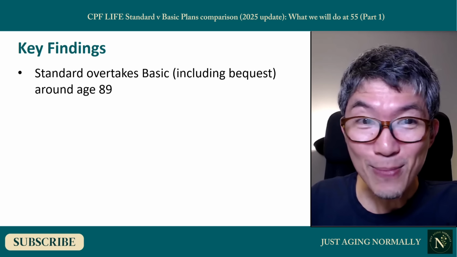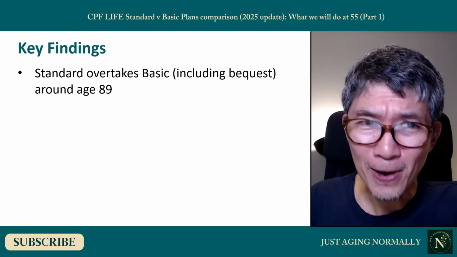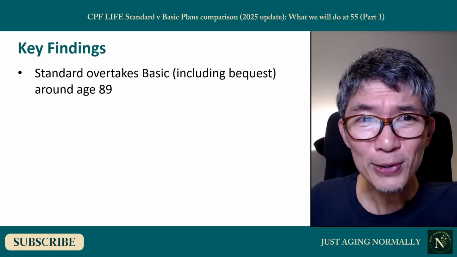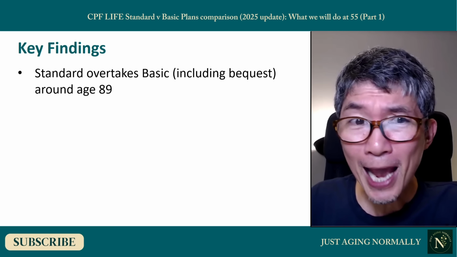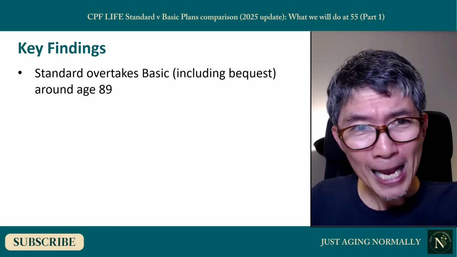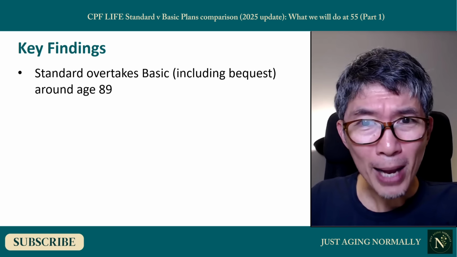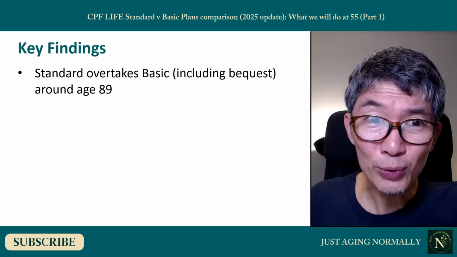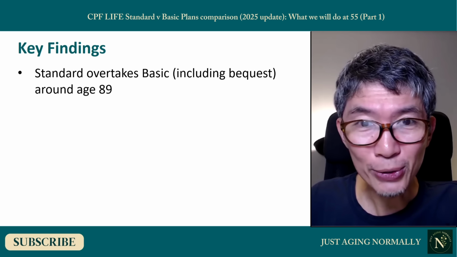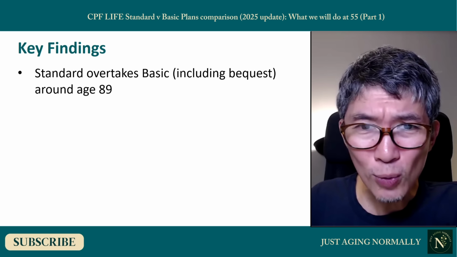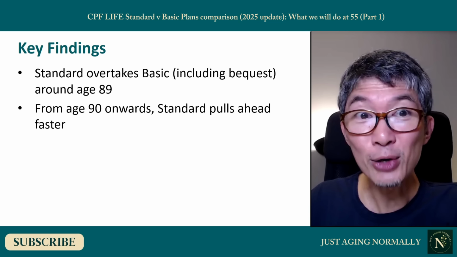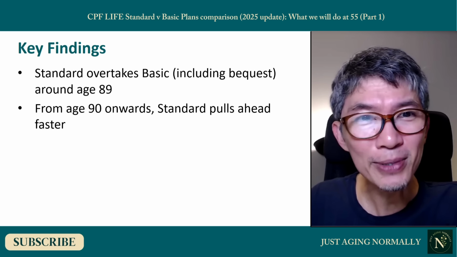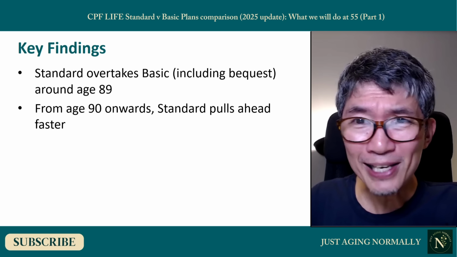Number three, in my model, from a dollar or nominal perspective, the standard plan will overtake the basic plan, bequest included, at around age 89. That is also roughly when the monthly payout of basic plan will drop to 1480. So from age 90 onwards, the standard plan will start to pull away from the basic at a rate of 2.6k per year. So these are my key findings.